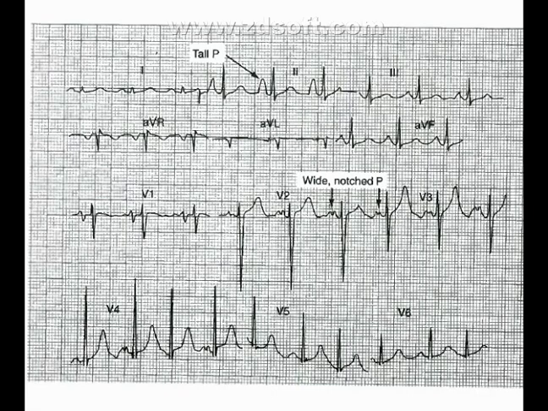This ECG shows biatrial hypertrophy. Here we are seeing in lead 2 there is a tall P wave. Again we are seeing in V2 and V3 there is a wide notched P wave.